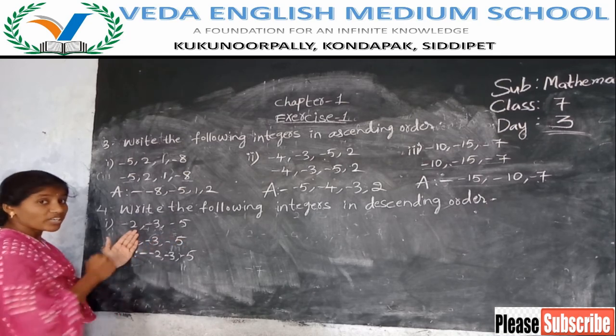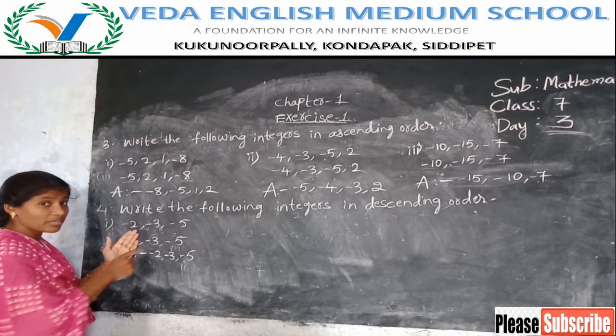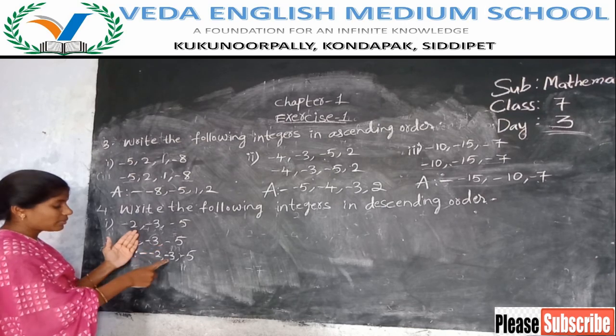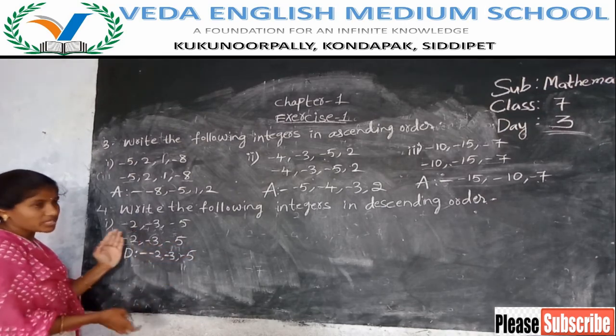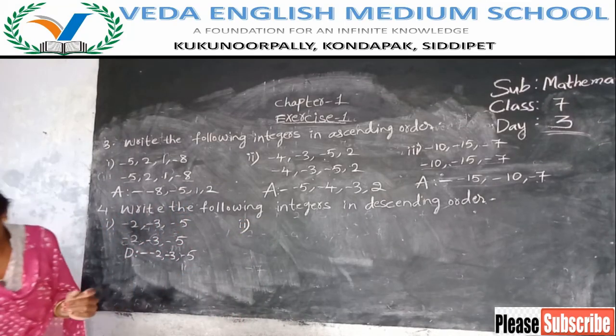Out of these two, what is the smallest number? Smaller number becomes greater now. 3 is the smaller number, so -3 becomes next. Last, only -5 remains, so we write -5 next. Like that. Now what is the second question?